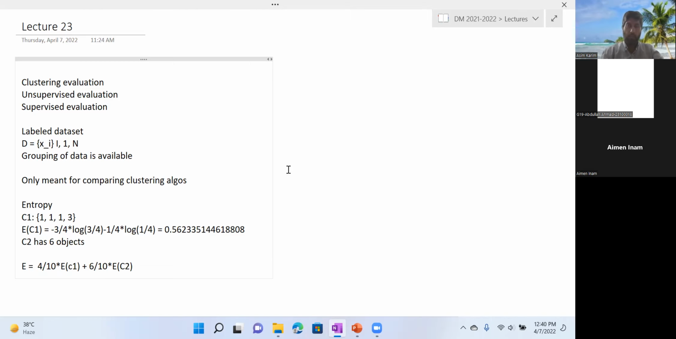And since this is entropy, lower values are better. Higher values are not good, lower values are better. All right. So that is one way of quantifying the quality of the clustering by using entropy. Another approach that is used for evaluating clusterings is called purity.